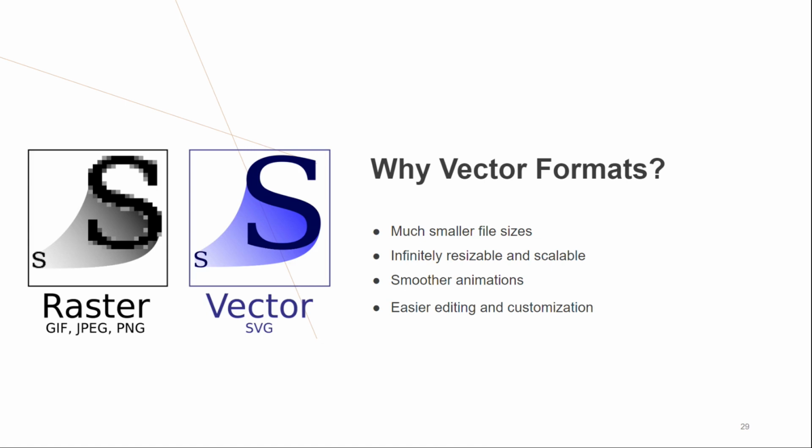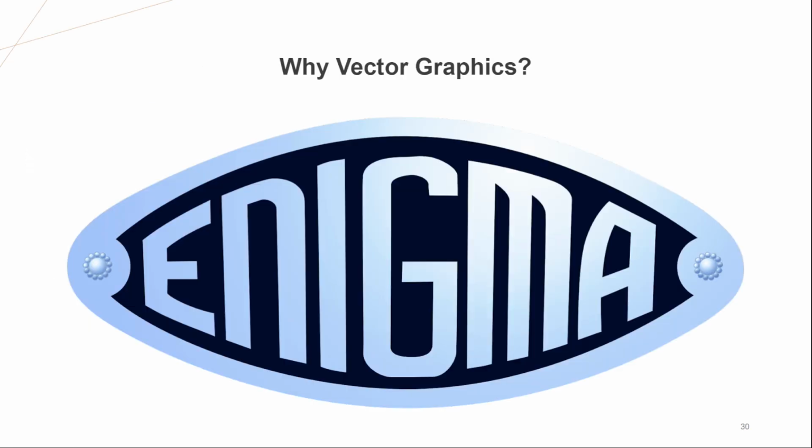Again, vector graphics look great, especially around fonts as well. You can see it's much smoother looking on the right than here on the left. They're infinitely resizable and scalable, which I want to show you what that means here. This is a graphic for the Enigma machine, which was used by the Germans in World War II to encrypt. Very cool technology, I think. And this is a logo for it in a graphic file format.